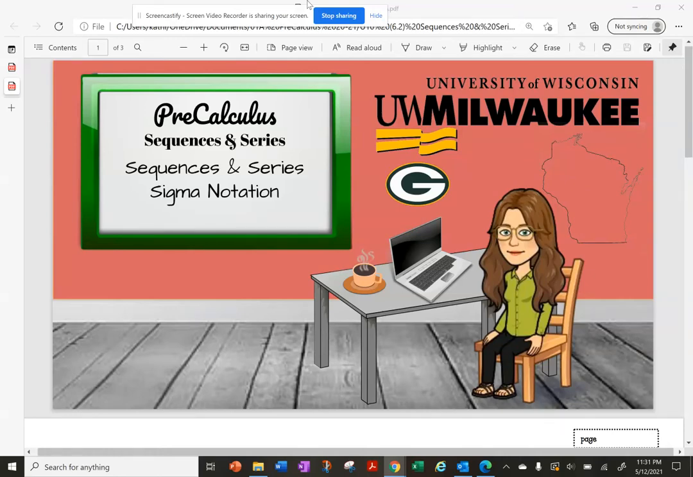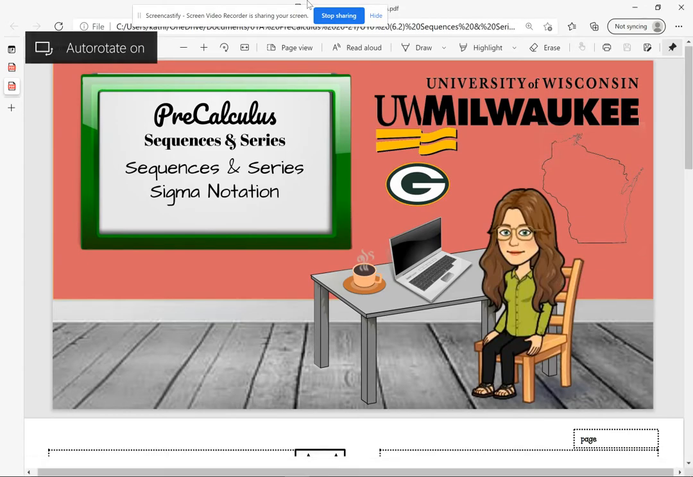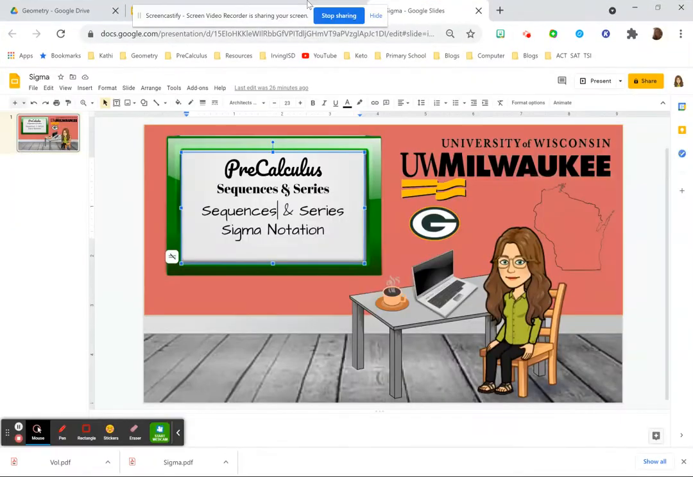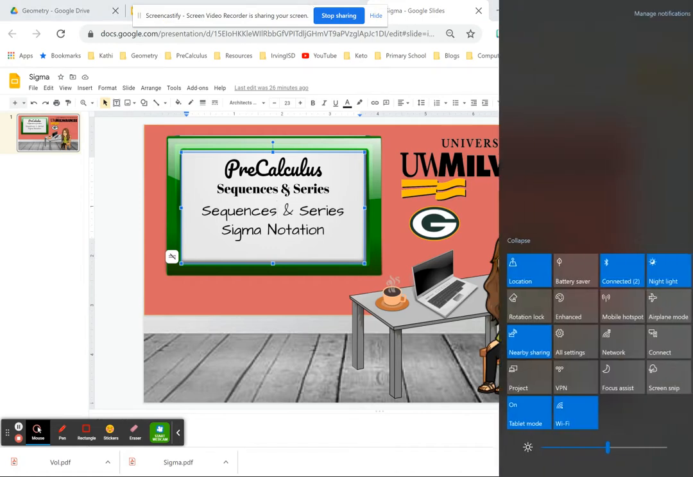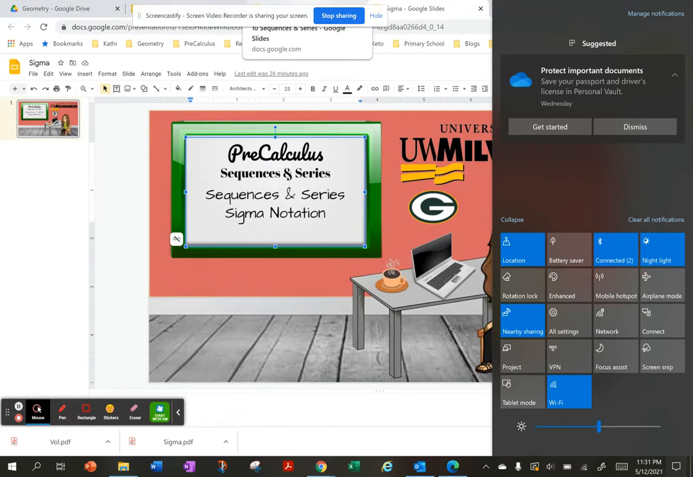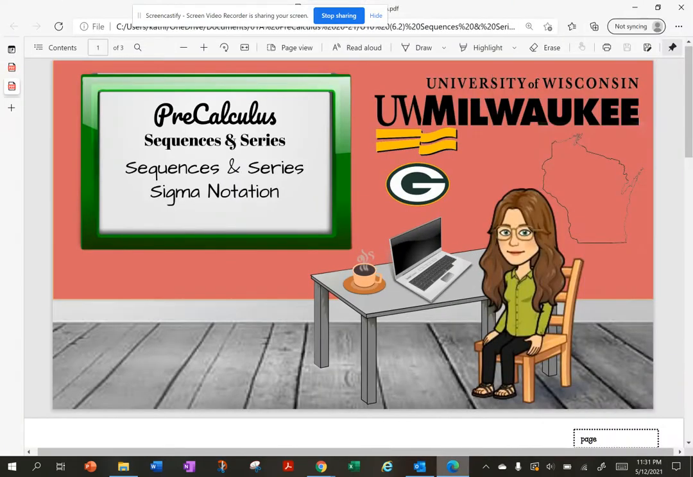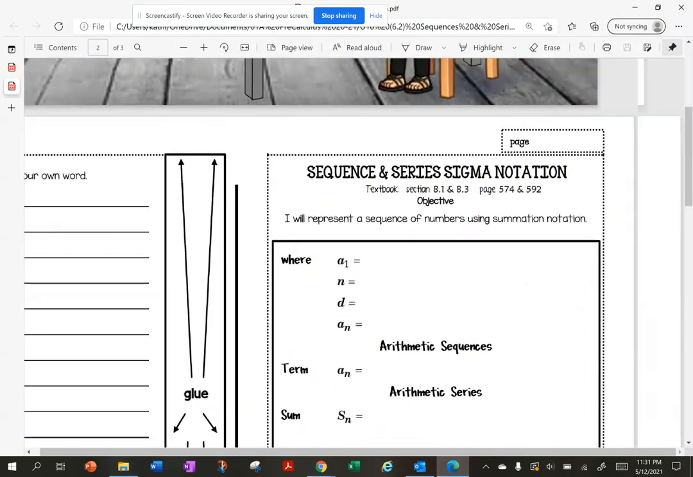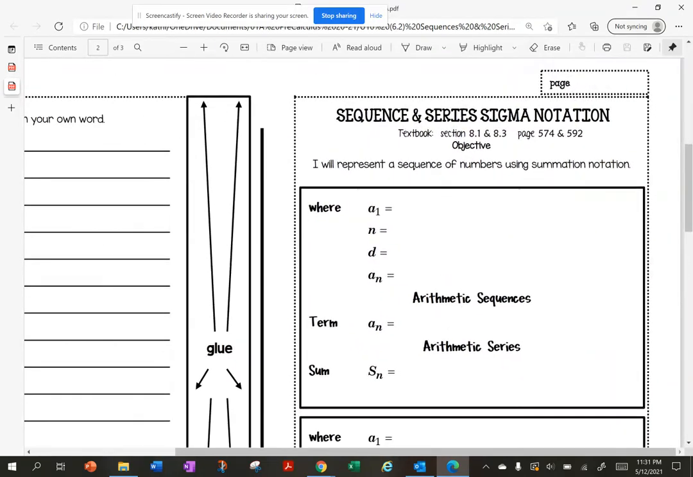Today's lesson is sequence and series, sigma notation. My learning objective is I will represent a sequence of numbers using summation notation.